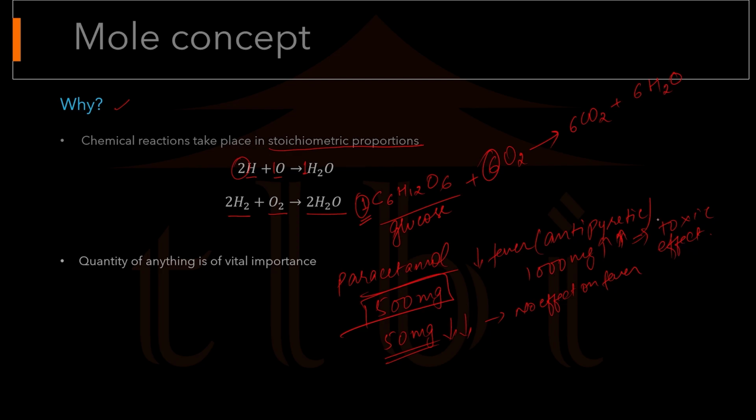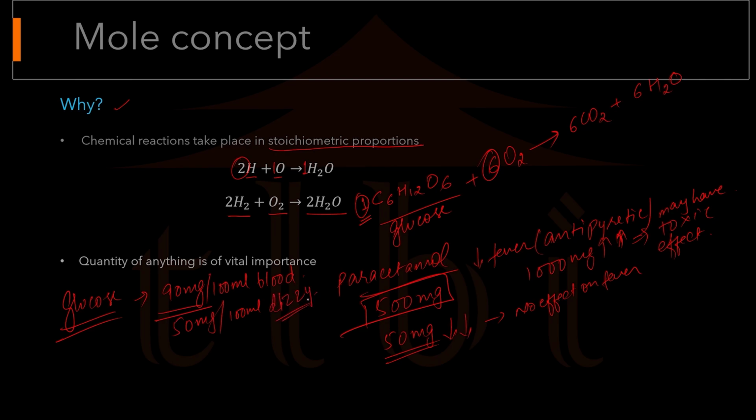Let's take another example. You know that in our blood we have glucose, right? And this concentration on an average is about 90 mg per 100 ml of blood. Now, if by any means this amount goes way less, suppose it goes to 50 mg per 100 ml, then someone may feel dizzy, right? You may feel dizzy, you may feel weak.